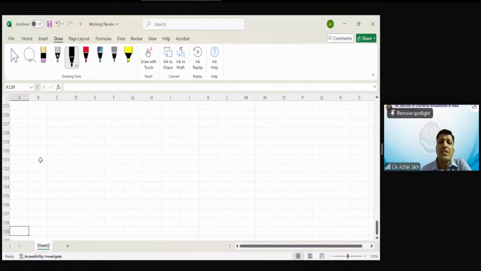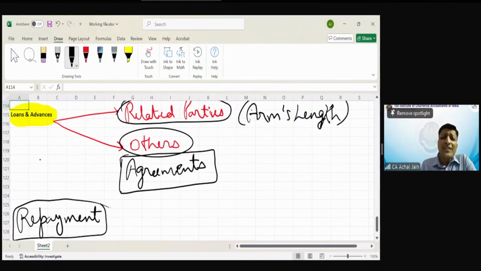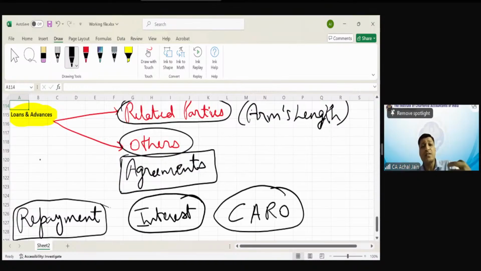Further, if we are talking about loans or advances given, then there must be some repayment schedule. Yes or no? If the loans are given, advances are given, so there must be some mechanism of repayment. Okay, as to how these are going to come back. So whether the collections are getting made or not. Okay, further, whether these are interest bearing or not. There again, some of the requirements of Caro get added.